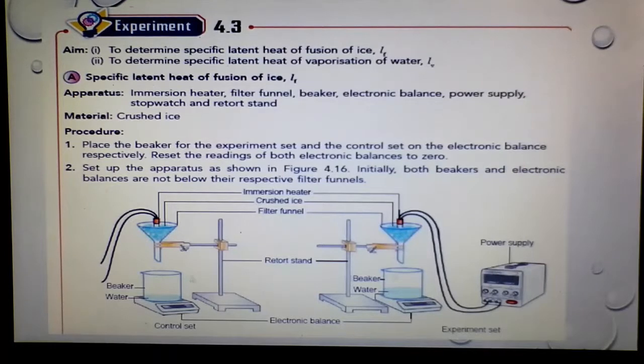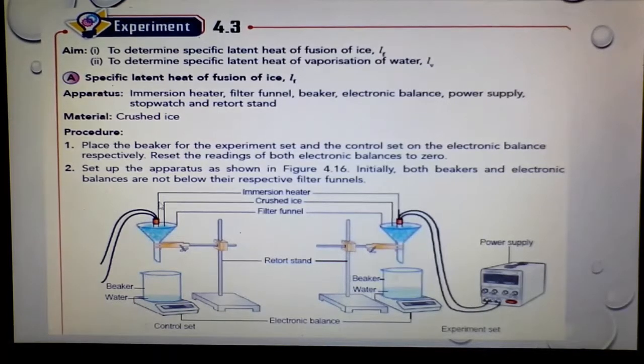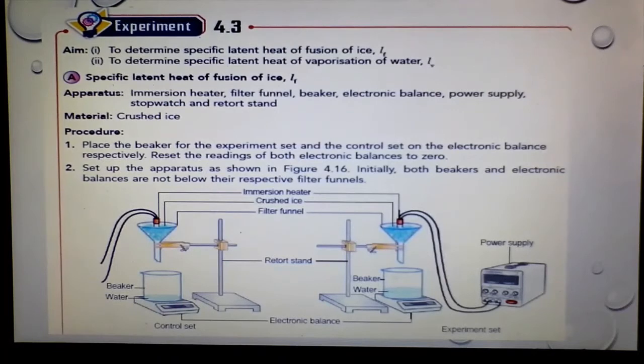Okay, so this is the control set, meaning it is not connected to the power supply. We don't switch on the power supply. And this one we switch on the power supply, the experiment set.